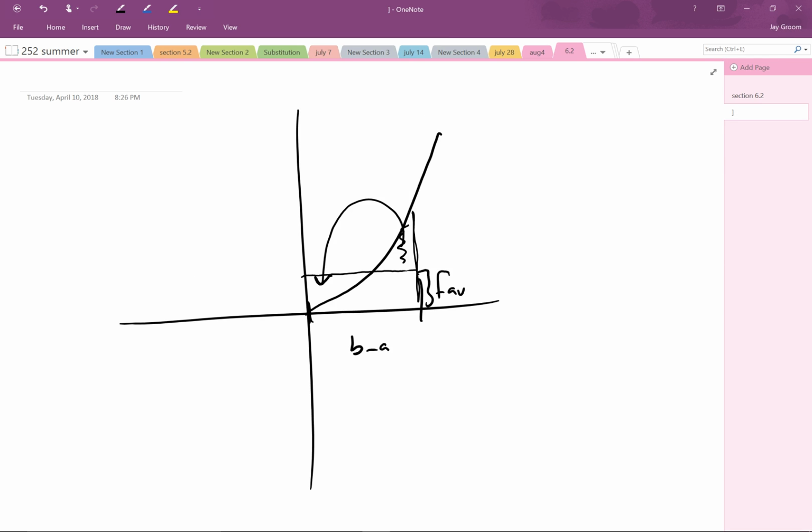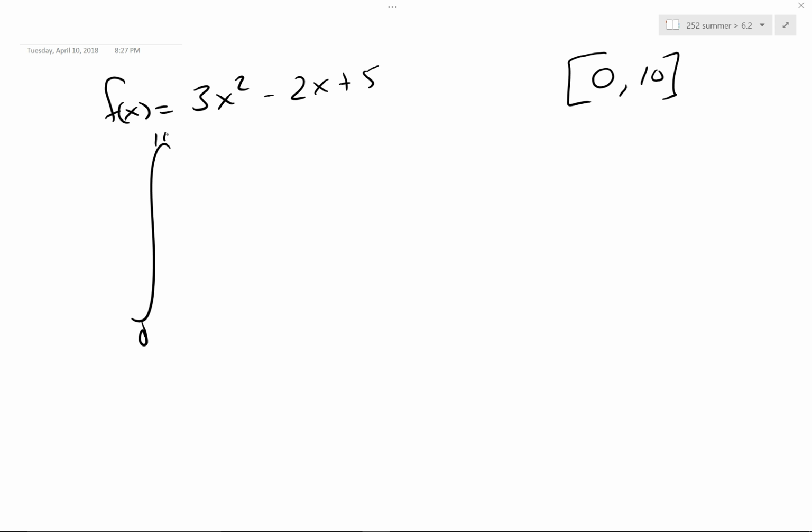So I'm going to do several of those, and we're going to see what's what. So here, for instance, check this out. Suppose the function was 3x squared minus 2. I'm going to do a couple of nice easy ones just because I can. I want to integrate this baby on the interval from 0 to 10, just for a good time. So it'd be the integral from 0 to 10.